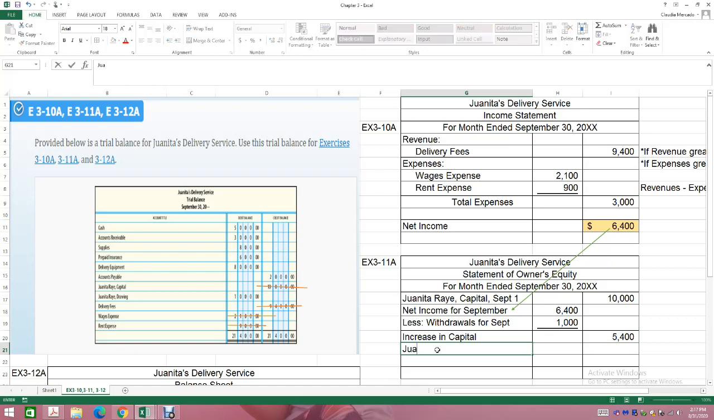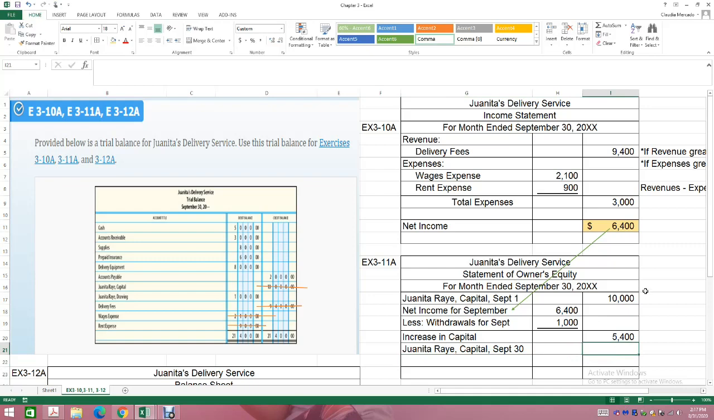Now we can calculate our ending capital balance. This is our ending capital at the end of the month. So we started off with $10,000 in our capital account. During the month, we generated an extra $5,400 in capital. That is, our capital increased. Why? Because we generated income of $6,400. Then we subtracted $1,000 for our personal withdrawal. So that caused an increase in capital of $5,400.